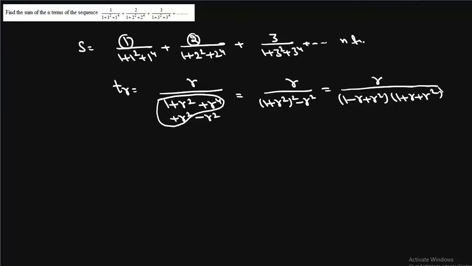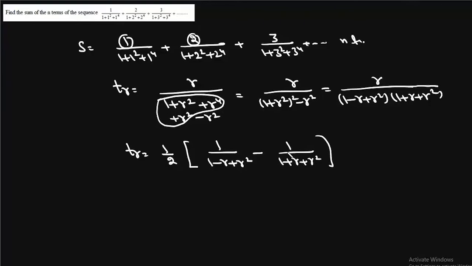Now what we'll do is split this term using partial fractions, and we'll introduce a minus sign. So we can write this as tr equal to 1 by 2 into 1 upon 1 minus r plus r square minus 1 upon 1 plus r square. Now here the 1 plus r square terms will cancel, and 2 and 2 will cancel, so we'll get the same term. Now our first term will be 1 by 2, and if we put r as 1, it will be 1 upon 1 minus, and if we put r as 1, it will be 1 by 3.